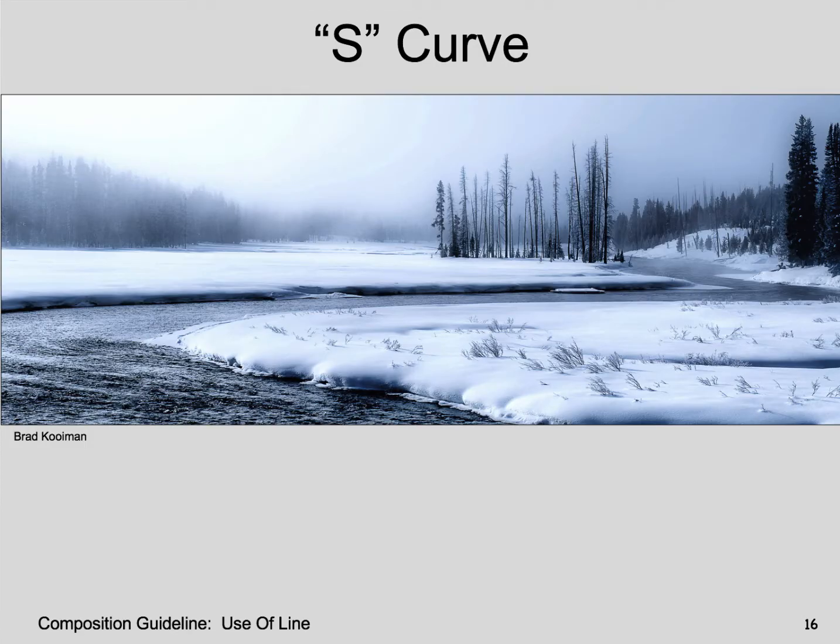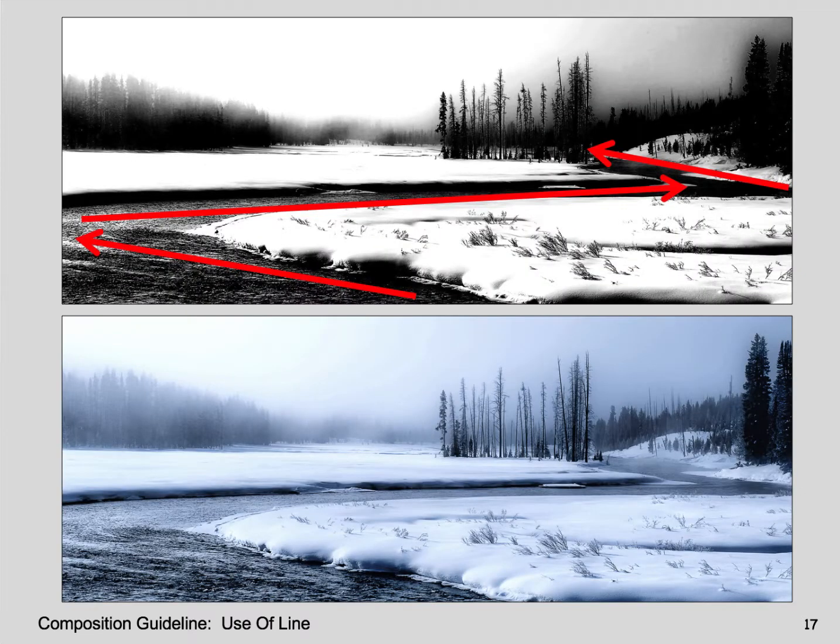The S-curve, very common in landscape photography. Any place where you have streams, sidewalks, paths, roads, trails, anything like that, you can get the S-curve idea. Here we have this nice, beautiful stream cutting through, and if you look at it with a compositional guide, you can see how the stream goes left and then right and left again, moving you throughout the frame.